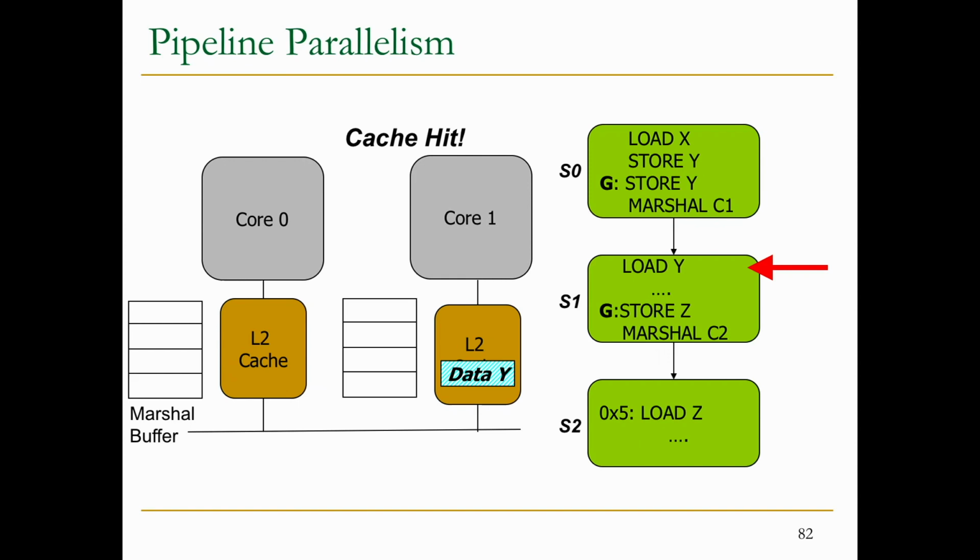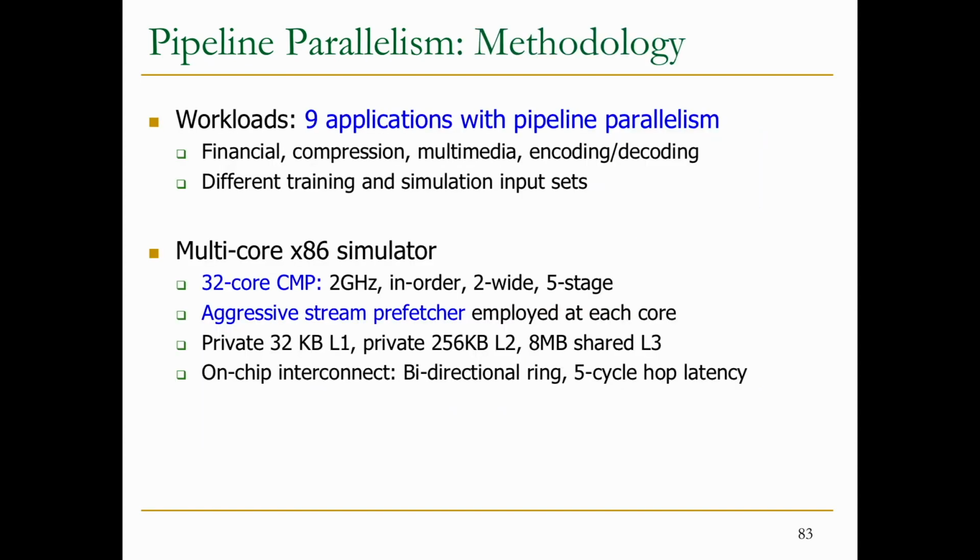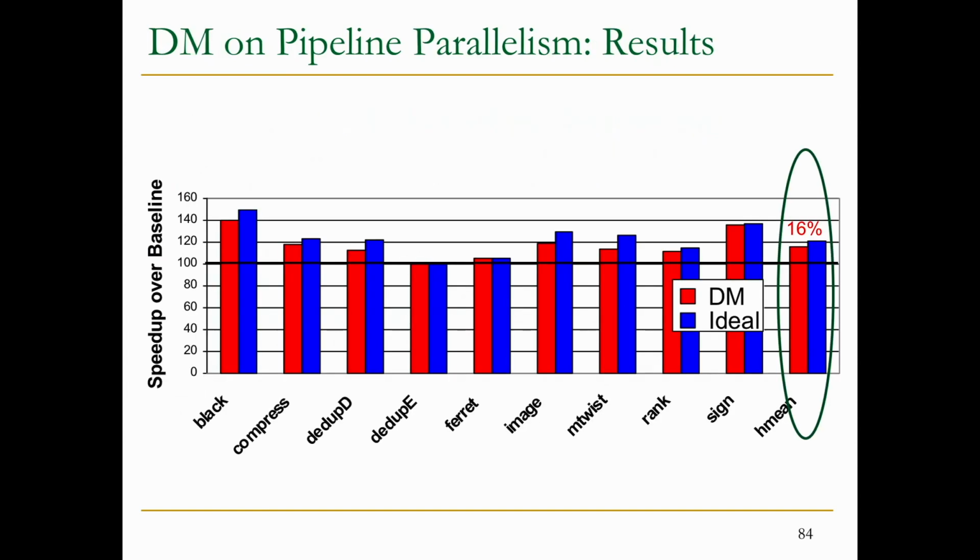So that's the beauty. Okay, so in pipeline parallelism, actually, this is more effective. In our applications, it turns out this is more of a bottleneck, inter-segment cache misses. You can see that there's 16% performance benefit, which is very close to the ideal again. Yes?